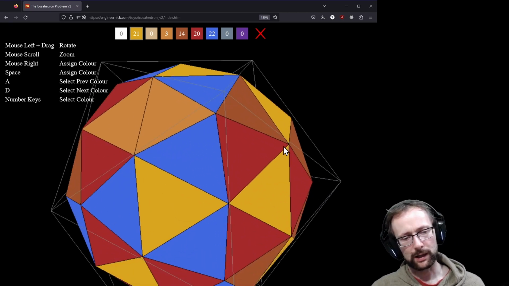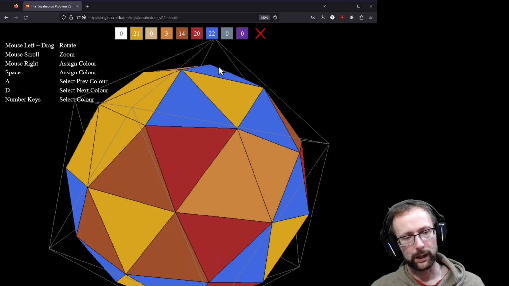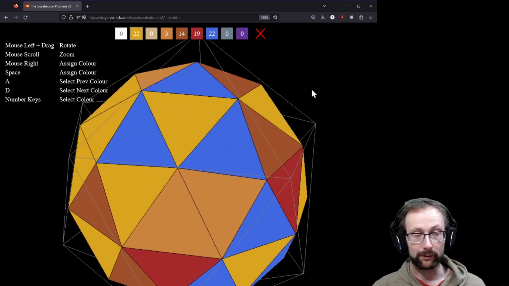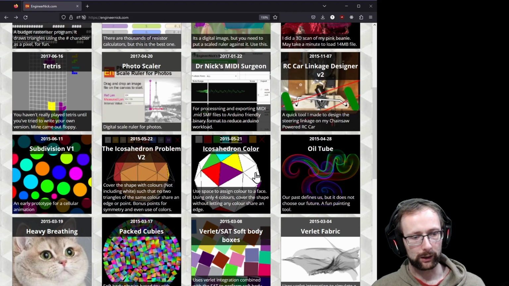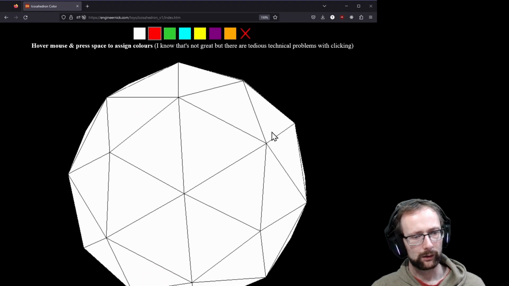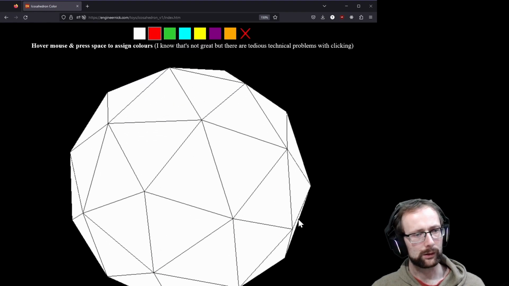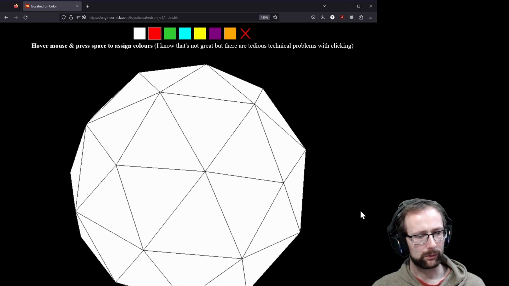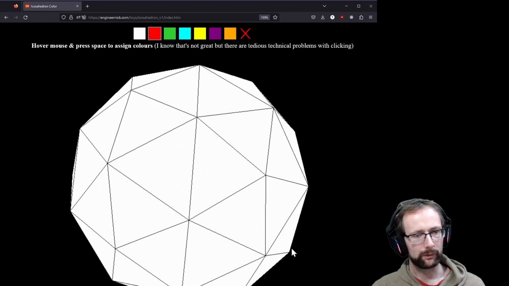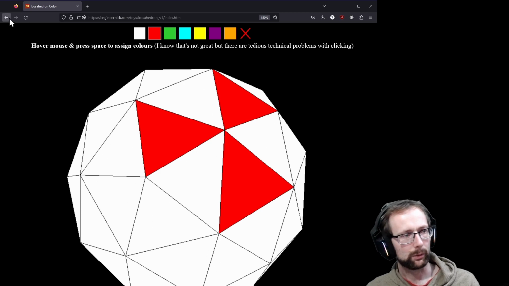So this is an extended version of the problem where the icosahedron has had one level of subdivision applied. But if we go back, I think this is also the icosahedron with one level of subdivision as far as I can tell. Pretty rubbish.